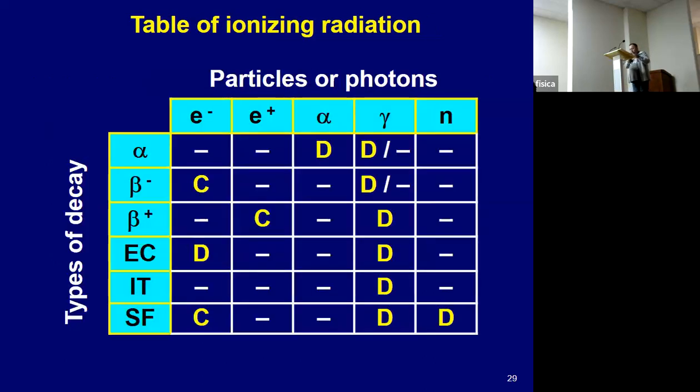This little table of ionizing radiation represents the relationship between the type of radioactive decay and the type of ionizing radiation, and also with the energy spectrum. Cells containing C represent radiation with a continuous spectrum of energies. Cells containing D represent radiation with a discrete energy spectrum. And cells containing minus indicate that the radiation in question is not possible or has a very low probability for this type of nuclear transformation.